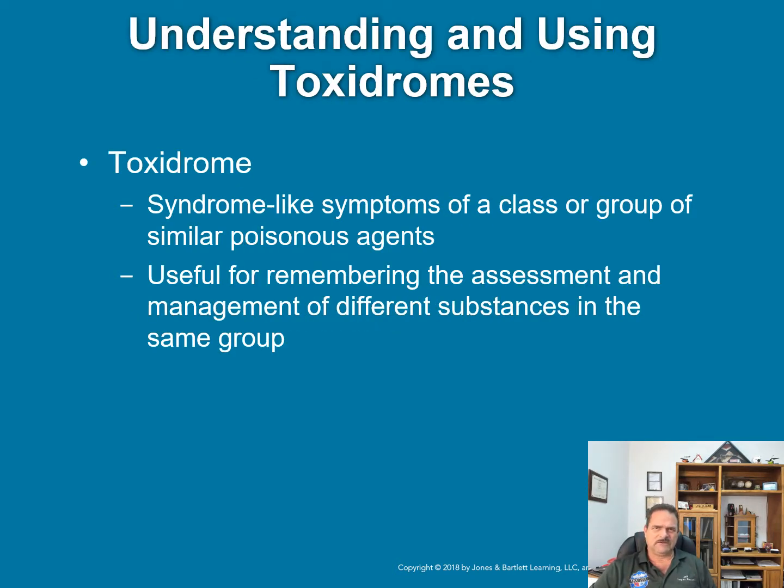All right, so understanding and using toxidromes. Many drugs result in similar signs and symptoms. A toxidrome is a syndrome-like set of symptoms of a class or group of similar poisonous agents. This is useful for remembering the assessment and management of different substances within the same group. Five major toxidromes exist today: narcotics, sympathomimetics, sedative hypnotics, cholinergics, and anticholinergics. Often a working diagnosis can be developed by looking at history, physical findings, and vital signs, to include ECG, SpO2, and capnography.